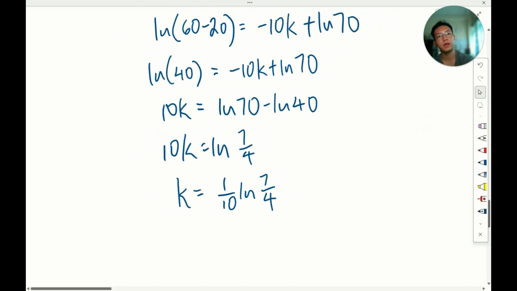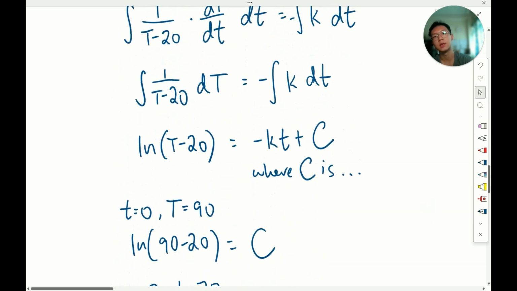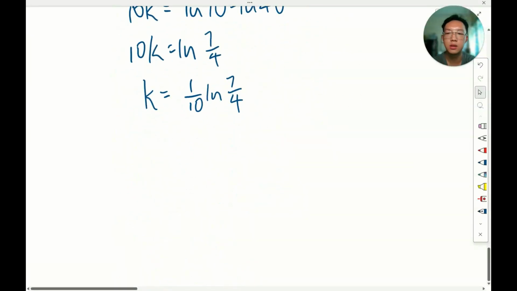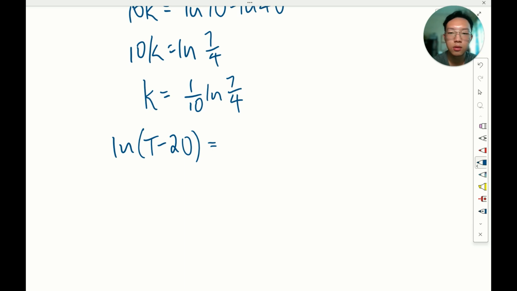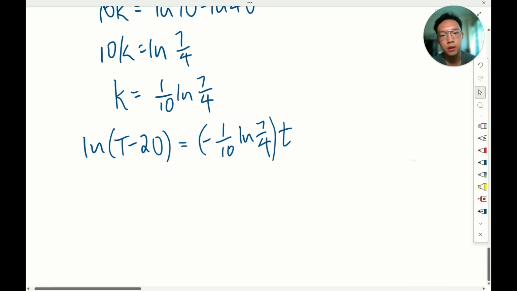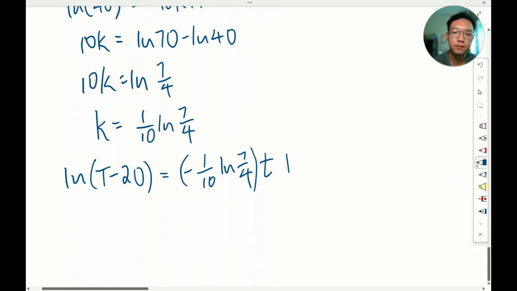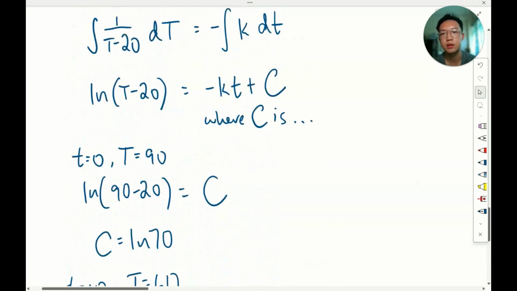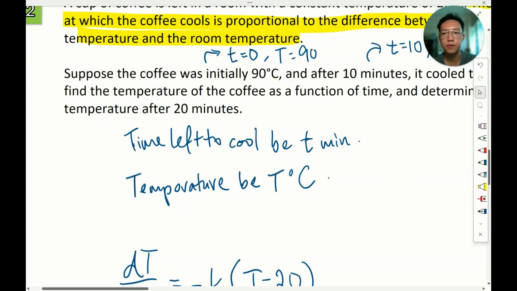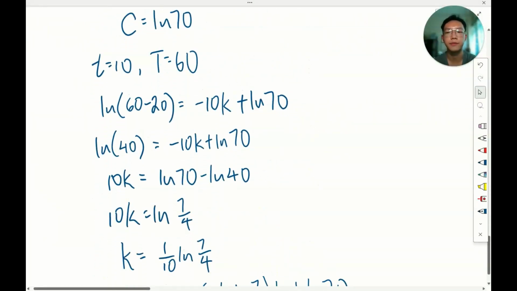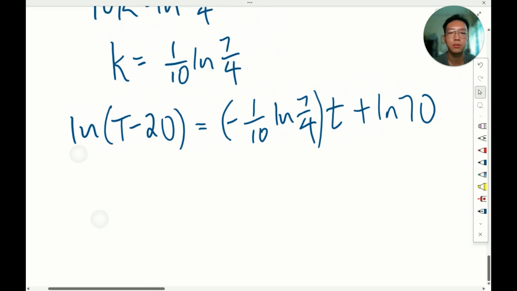Let's substitute both k and c values into the big equation now. So we have ln T minus 20 equals to negative k, which is negative 1 over 10 ln 7 over 4 t. So we have this. Okay, put it in a bracket to avoid confusion. Now we have the plus c, which is ln 70. And we just have to simplify to make big T the subject, since the question is asking for the temperature of the coffee as a function of time. So temperature will be the subject.